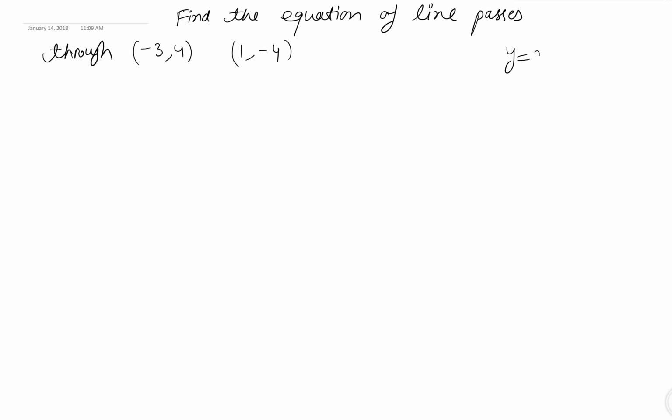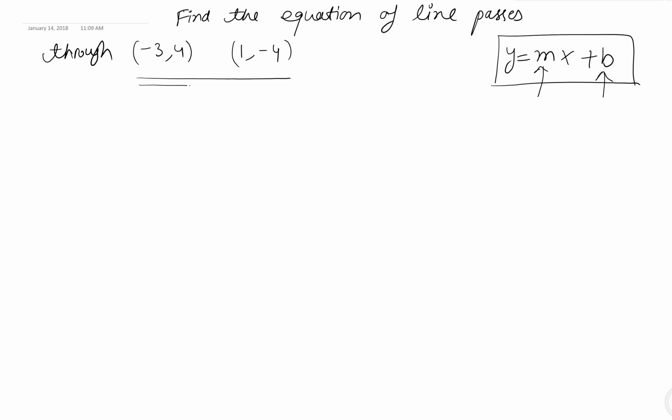Yeah, let me write down the equation. This is the slope-intercept form of the line, right? Equation of the line in slope-intercept form. So we need the slope m and the y-intercept b. These 2 things are required to find the equation of the line which passes through these 2 points.